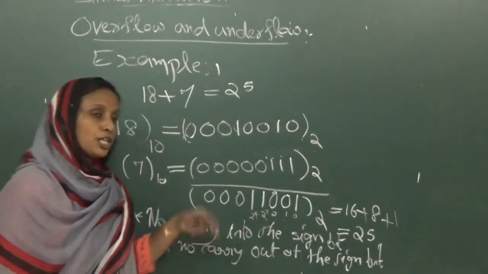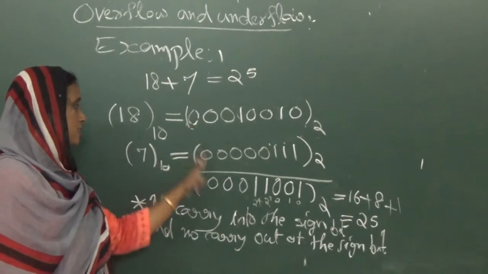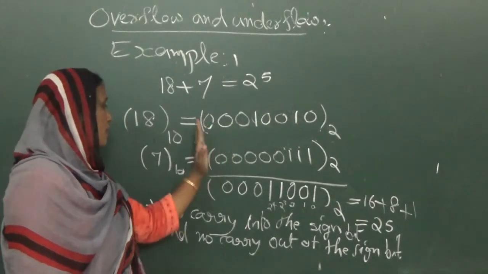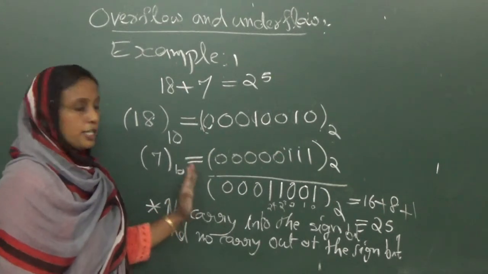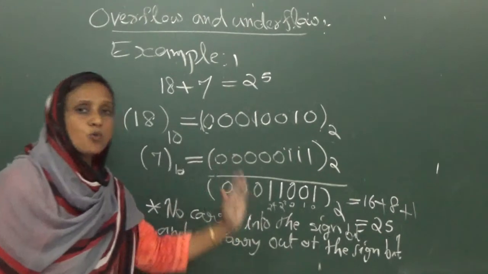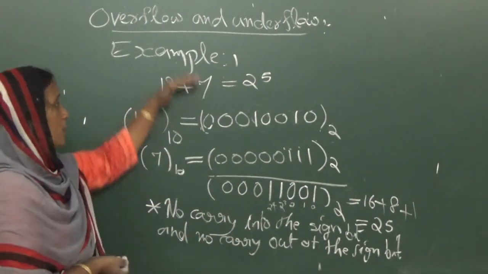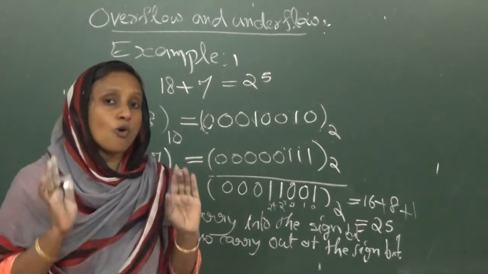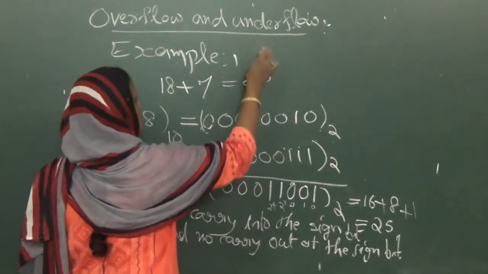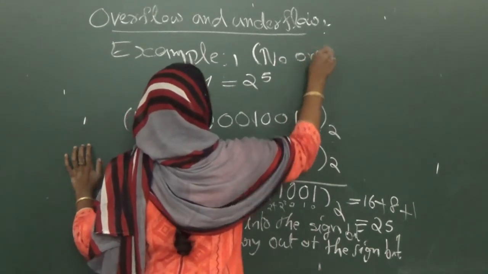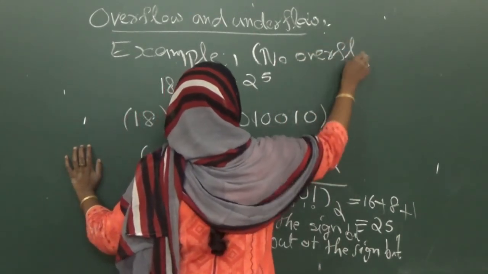No carry into the sign bit because this is the sign bit. No carry from this to here and no carry from this to outside. So no carry into the sign bit and no carry out of the sign bit. That is the peculiarity of this problem, and here there is no overflow. Remember, in this problem, no overflow or underflow.